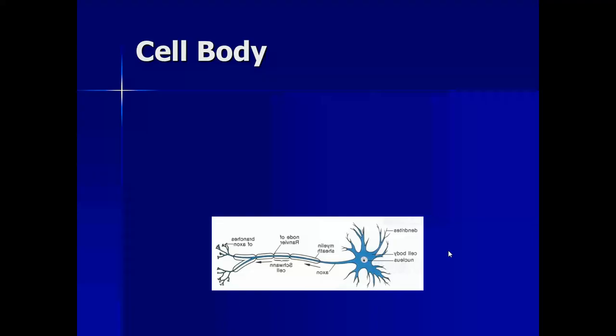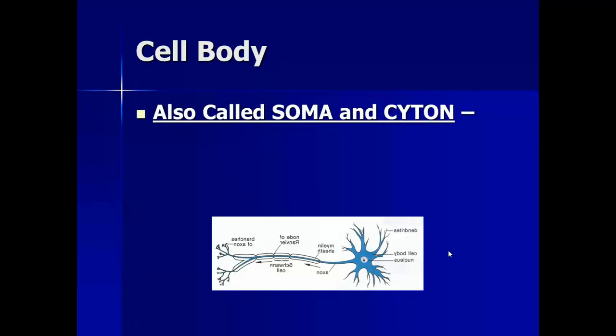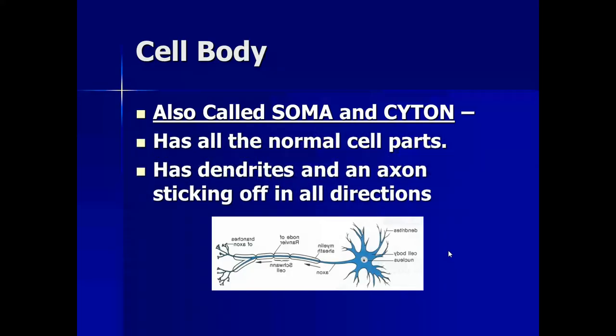Oops, that's backwards. Number one is a cell body. Okay, so it's also called a soma. Soma is IB use. Cyton is not, but it's another one you might see. All right, the soma, the cell body, has all the cell parts. It has dendrites and an axon, one axon sticking off in all directions. So you can see by your drawing many dendrites, one axon, cell body.